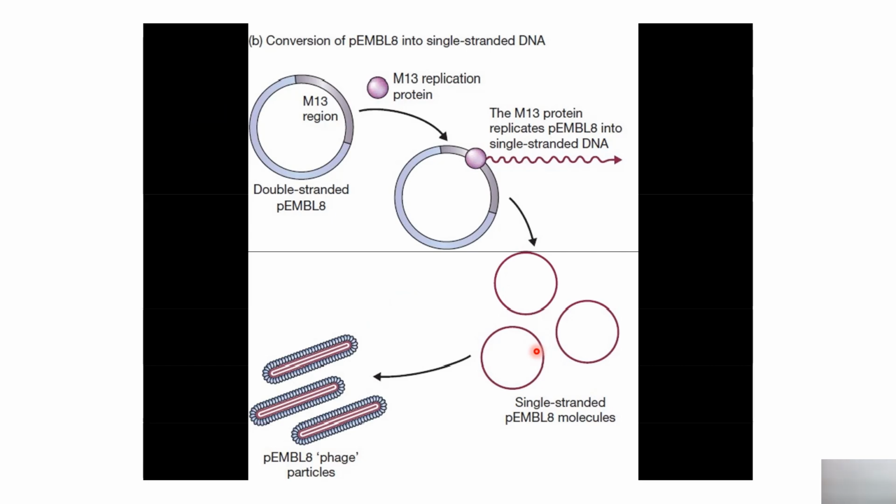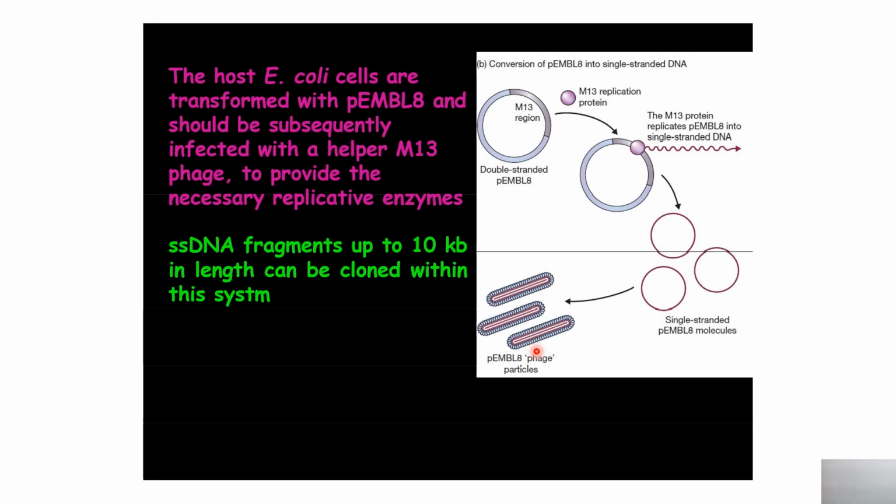So this is a schematic. If you can see over here, this is the conversion of pMBL8 into single-stranded DNA. Now the host E. coli cells are transformed with pMBL8 and should be subsequently infected with the helper M13 phage to provide the necessary replicative enzymes. So single-stranded DNA fragments up to 10 kb in length can be cloned within the system.